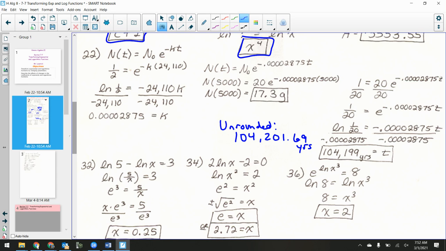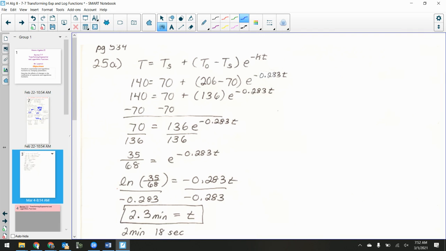And then the same thing is true for 36 there. You could say e to the log base e of x to the third is 8, and then that will cancel, leaving just x to the third is 8, so x is the cube root of 8, which is 2. So you're just bringing back everything that we learned back in section 7.5 and applying it to now log base e as well. And then here is 25.